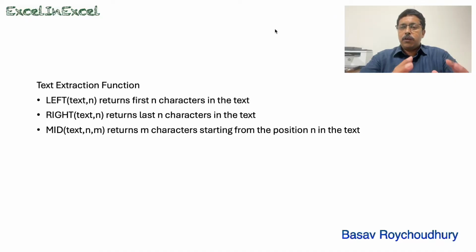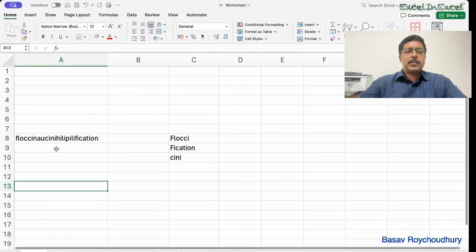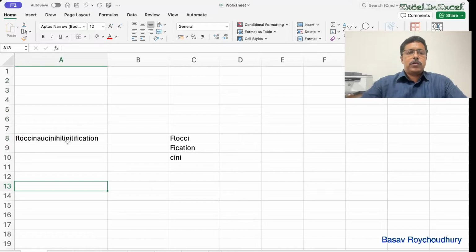allow us to extract certain text from a given text. Maybe from the left of the text, maybe from the right of the text, or maybe from somewhere in the middle. So let's see how we can use them. We have this English word, floxinaucinihilipilification, one of the longest words in English. It basically means putting too much effort on nothing.